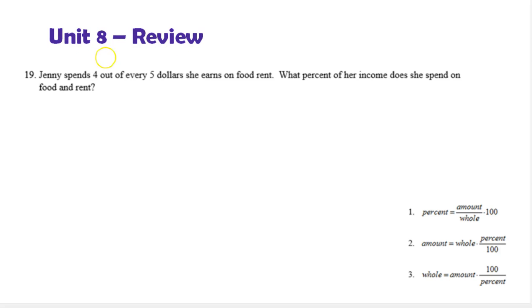Unit 8 Review, Question 19. Jenny spends 4 out of every $5 she earns on food and rent. We are asked to find what percent of her income she spends on food and rent.